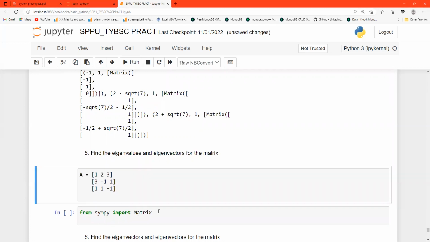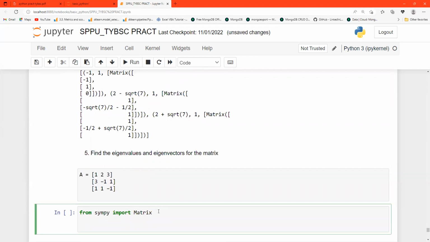So I will construct matrix A now. So what is matrix A, guys? A is equal to, I will write it as a matrix, and in this I am going to construct again a 3 by 3 matrix. In this 3 by 3 matrix, you have to take 1, 2, 3, and then 3, -1 and 1. And then 1, 1, and -1. So this is my matrix, guys.